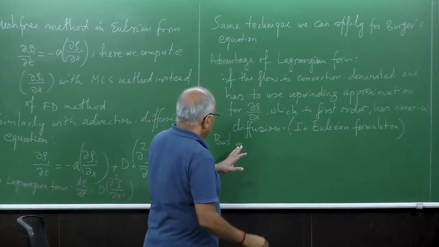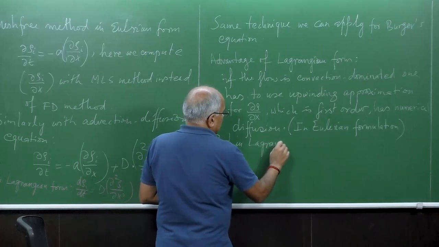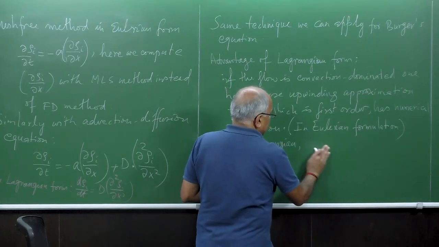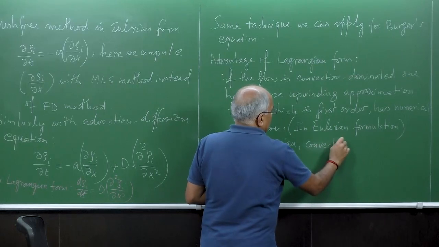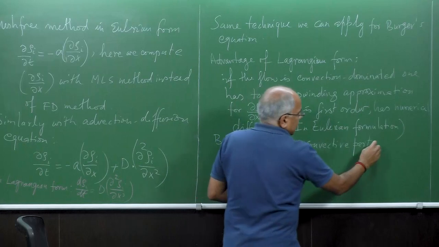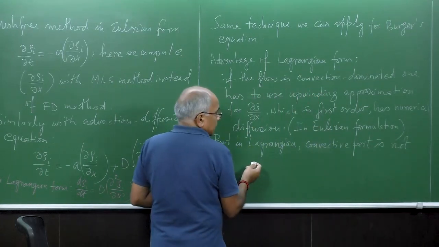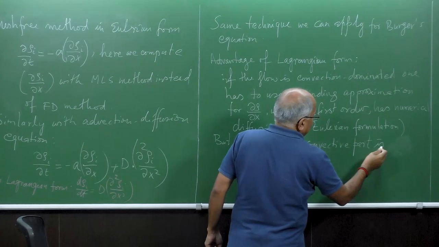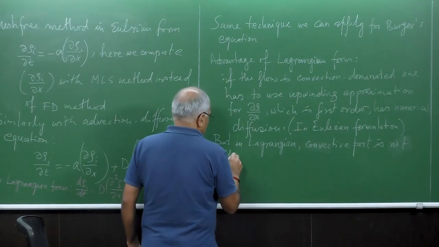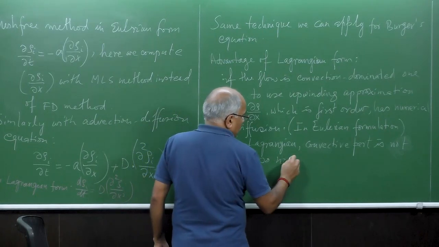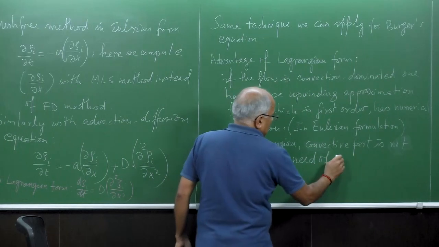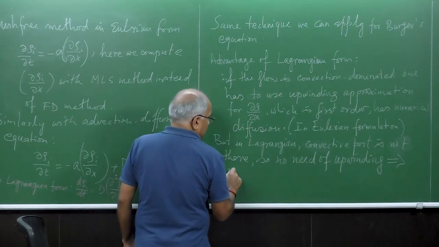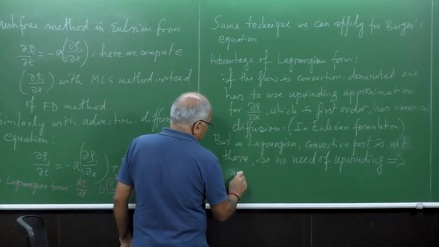In the Eulerian coordinate system. But in Lagrangian, the convective part is implicitly not there. So there is no need of upwinding. This implies no or less numerical diffusion.